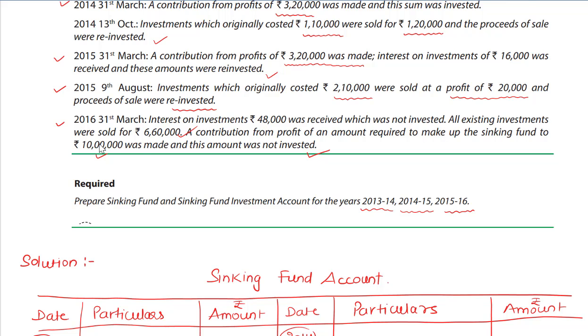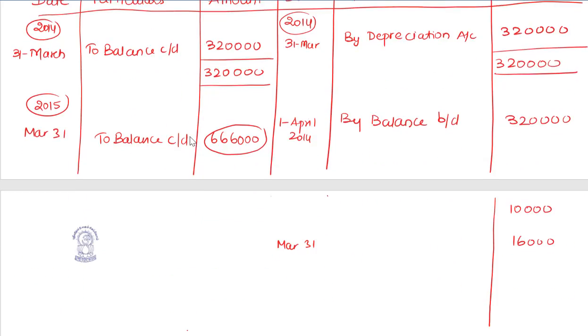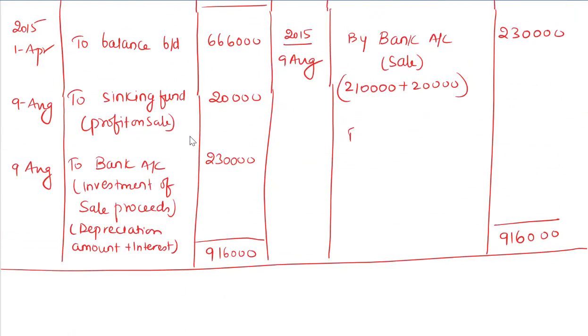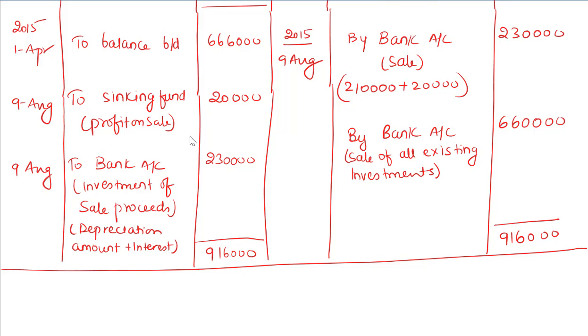All existing investment were sold for 6,60,000. So we need to sell all existing investment. This is the last year. So by bank account 6,60,000, sale of all existing investment, 6,60,000. 9,16,000 minus 6,60,000 minus 2,30,000.